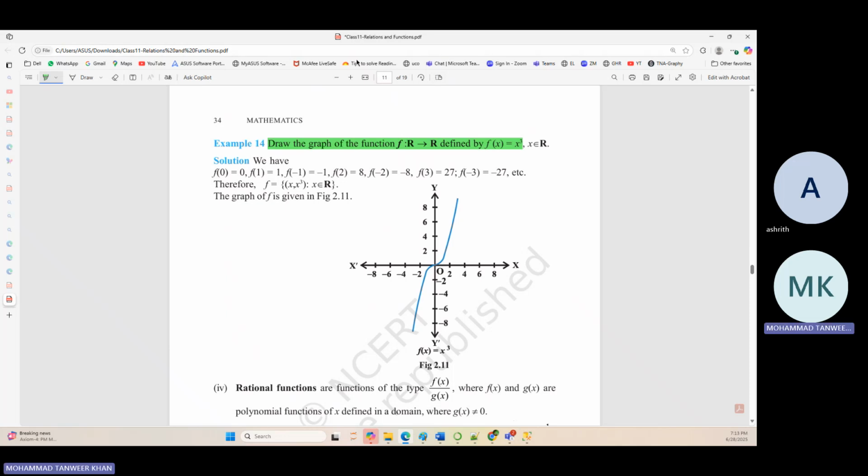Okay, just give me 2 minutes. Can you similarly check for all these values, minus 2, 3, and all these things? I'll be back. Just give me 1 minute. Okay, sir.